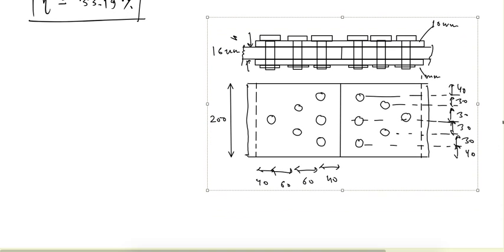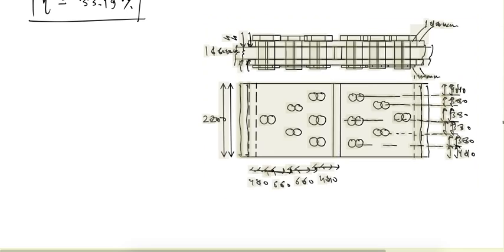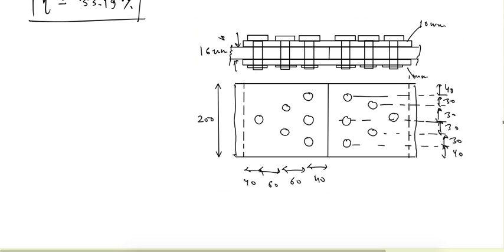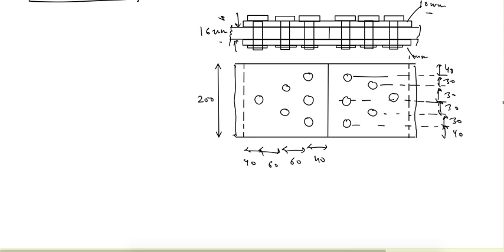Okay, so this is the question. We have two 16 mm plates, which are connected using two cover plates of 10 mm thickness, and this is the arrangement, that is diamond staggering, or the diamond connection as it is called, used here. So here also we have to find out the maximum force that can be transferred using this joint.